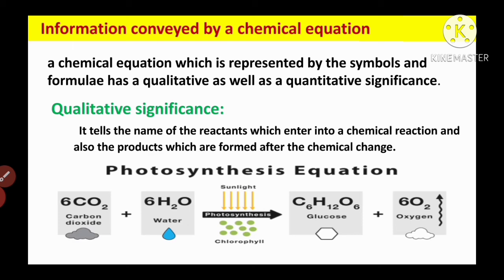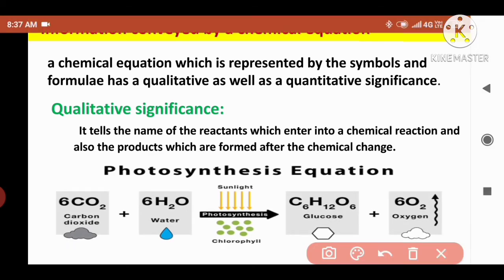Let us take an example here. This is the example of photosynthesis. We know very well that in photosynthesis, carbon dioxide and water react together in the presence of sunlight in the plant, using chlorophyll, and produce starch, means glucose, as well as oxygen.